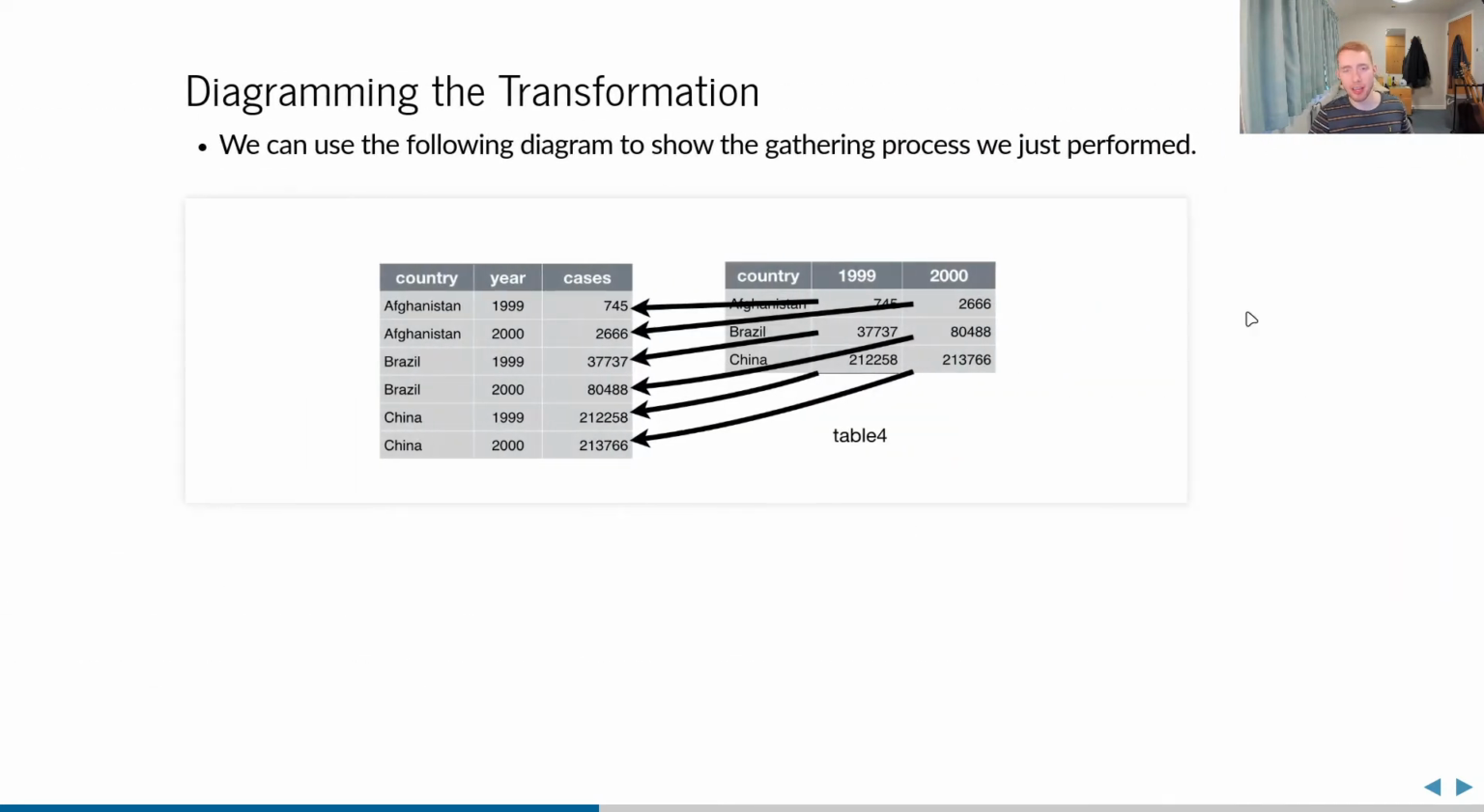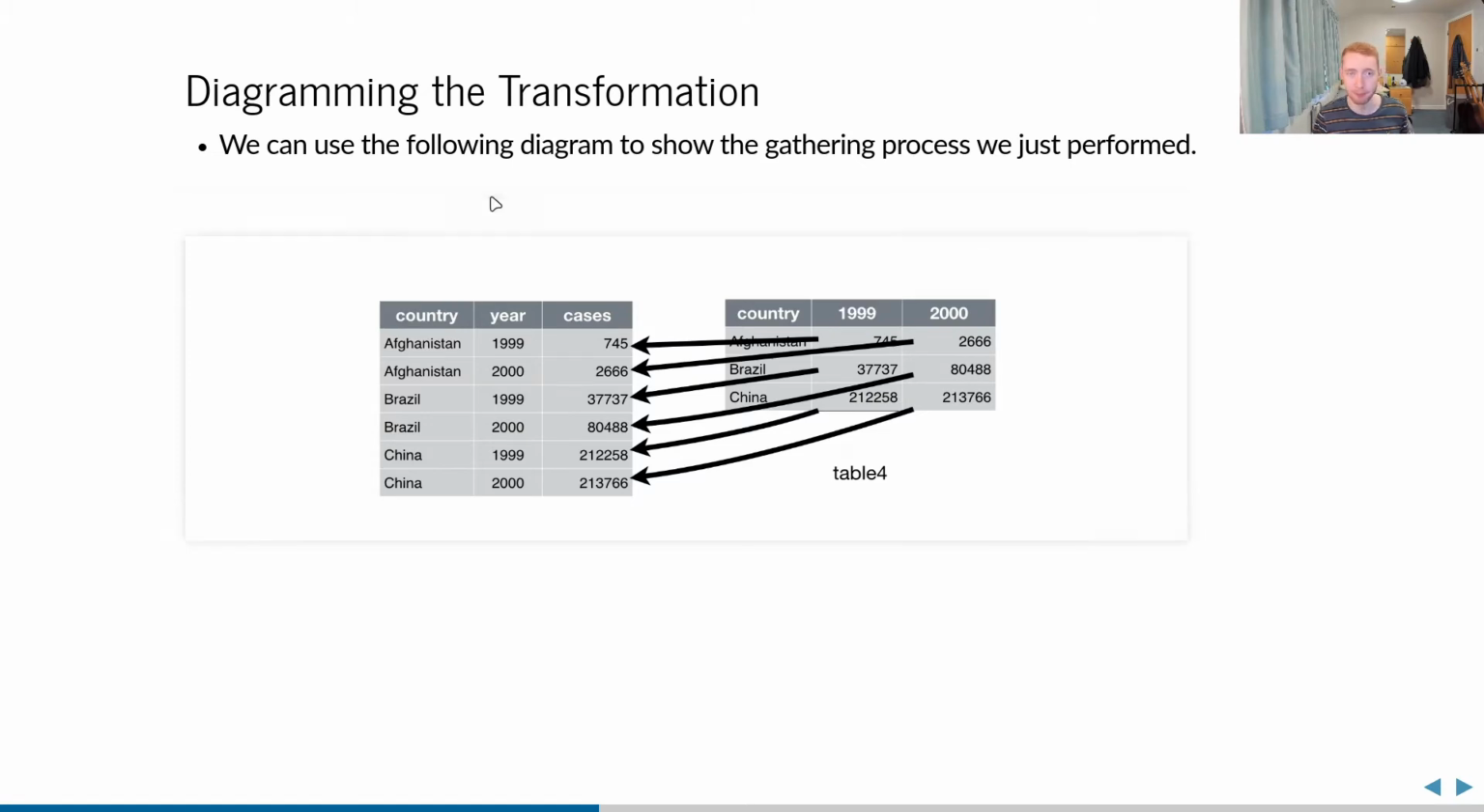Okay, and visually, this is what happened here. We took 1999, 2000, and gathered them together into these two columns. You can imagine if we had way more columns here, maybe 10 of them, we'd gather them together into two columns, just with more repeats of the same country.